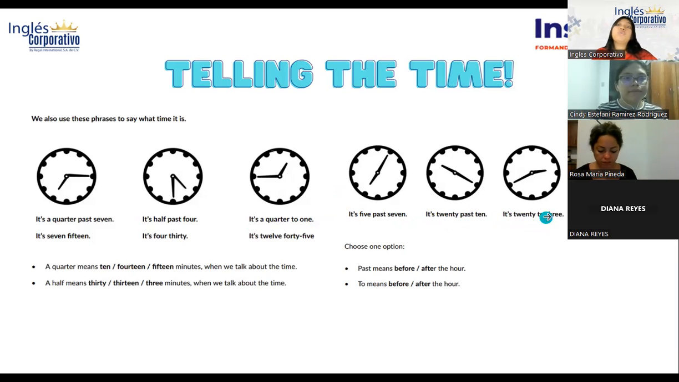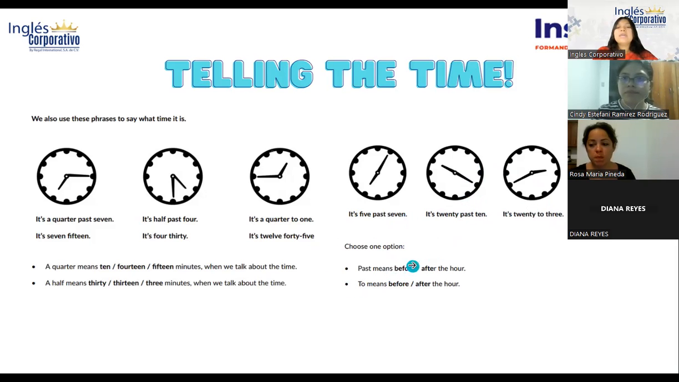It's 2:03. Cuando usted quiere decir 20 para las 3, vamos a utilizar la preposición to. Yes. 20 para las 3. Cuando usted diga que son 20 pasadas de las 10, utilizamos past. Yes. It's 5:09. 5 para las 9.